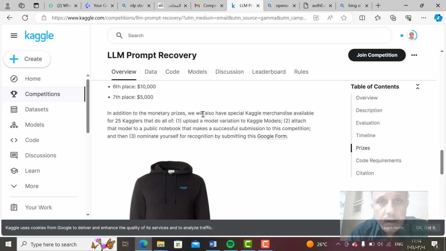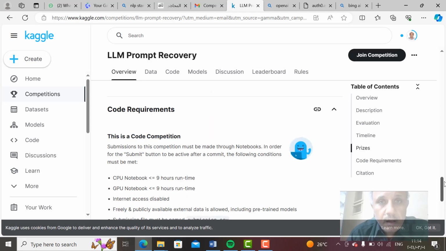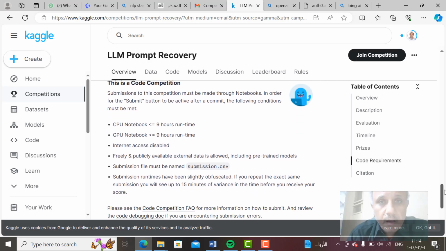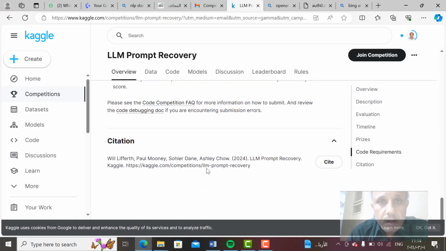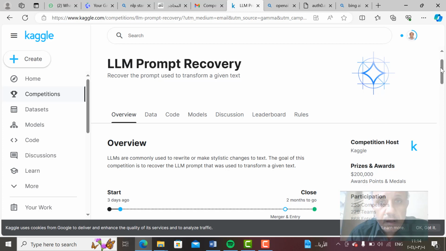In addition to the monetary prizes, we will also have special Kaggle merchandise available for 25 Kagglers that do all of: 1. Upload a model variation to Kaggle models. 2. Attach that model to a public notebook that makes a successful submission to this competition. And 3, nominate yourself for recognition by submitting this Google form. These are the code requirements. And this is the citation. You can press join competition and start when you are ready.